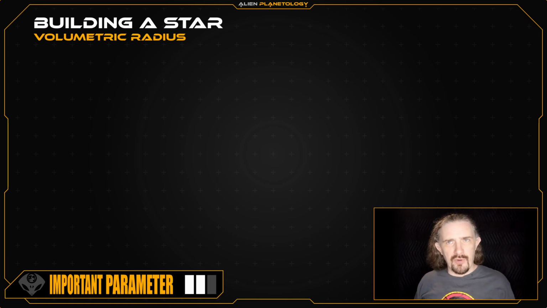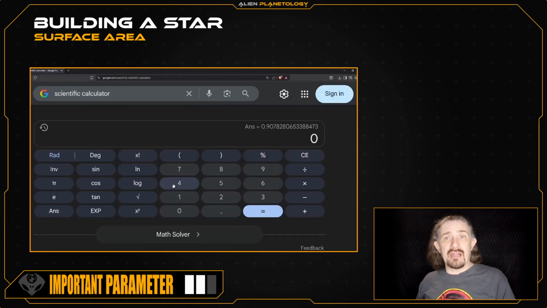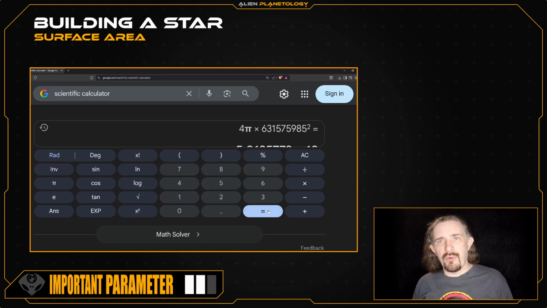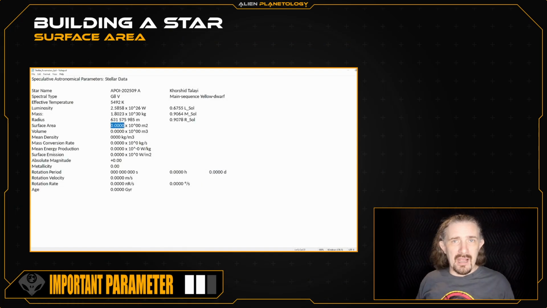The next important parameter that we're going to calculate is our star's surface area. To do this, we just need this simple equation, which equates the surface area to 4 pi times the radius of our star squared. So for my star, that's 4 pi times 631,575,985 raised to the power of 2. We press equals, and there's our star's surface area. I'm going to record it on my sap sheet as 5.0126 times 10 to the 18 square meters.